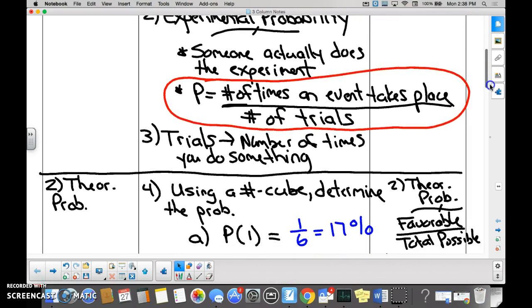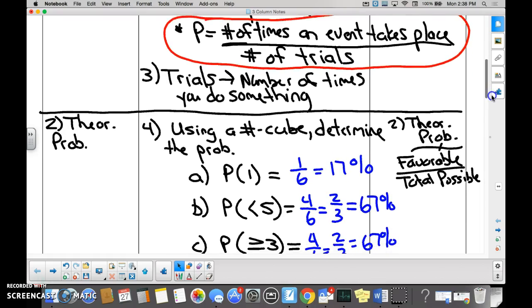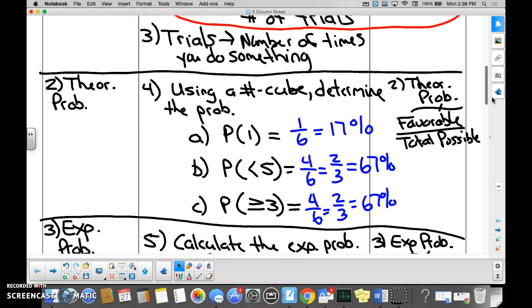Theoretical probability, we've been doing it all year. So we have a number cube, it's got 6 sides. The probability of rolling a 1 would be 1 out of 6. You have 6 total possible outcomes. One time, you could get a 1.